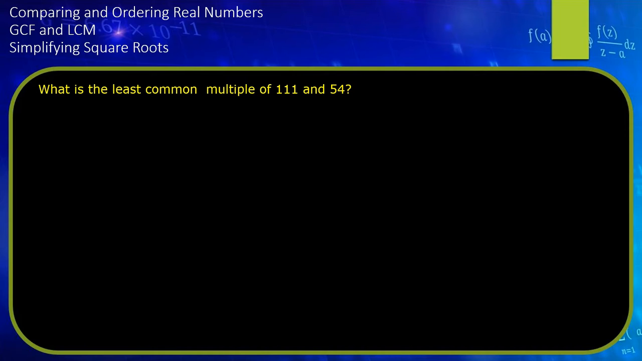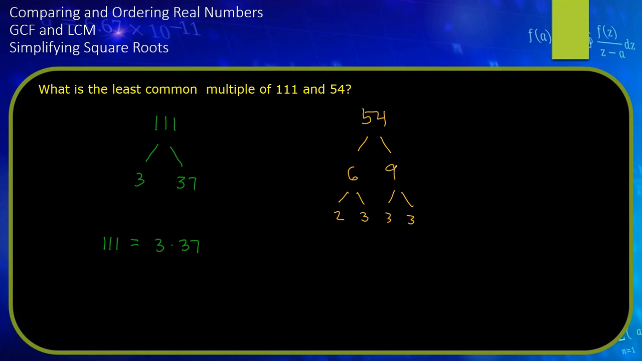So, like the other problems, we are going to start the same way. We're going to factor these. So, 111 will factor into 3 and 37. 37 is a prime number, so is 3, so that's about as far as I'm going to go for the 111. 54 will factor into 6 and 9. The 6 will factor into 2 and 3. The 9 will factor into 3 and 3, so 54 can be written as 2 times 3 cubed.